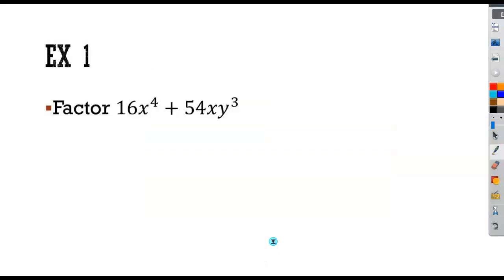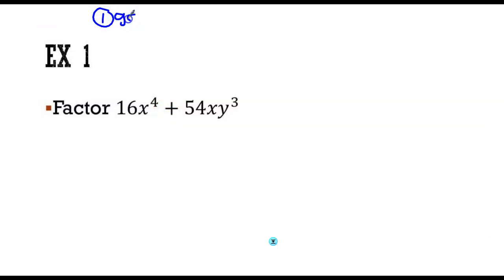So here's the first one that we're going to do together. Whenever I'm factoring, I always want to check first for a greatest common factor, or a GCF. Looking at this one, I noticed that both of these numbers are divisible by 2, and they both contain at least one x. So I would say that the GCF is 2x. So let's see what I get after factoring out that GCF. I have 8x to the third plus 27y to the third.